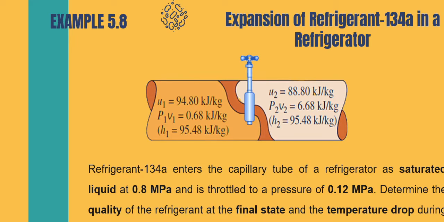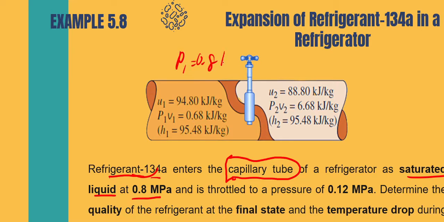Now let's look at a throttling valve example. Refrigerant R-134a enters the capillary tube of a refrigerator. A capillary tube is a similar concept to a throttling device. Given that the refrigerant is a saturated liquid at P equal to 0.8 MPa, it is throttled to a pressure of 0.12 MPa. So from 0.8 MPa to P2 equal to 0.